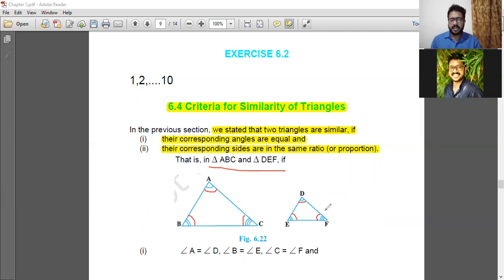Let me ask you one thing. Are these two triangles, triangle ABC and triangle DEF, congruent or not? What do you think? Obviously, they are not congruent because the lengths of the corresponding sides are different. But clearly, they are similar since the corresponding angles are equal. So that was our first condition.